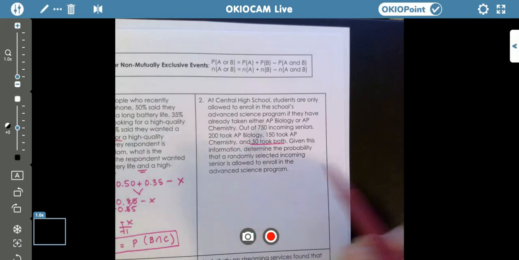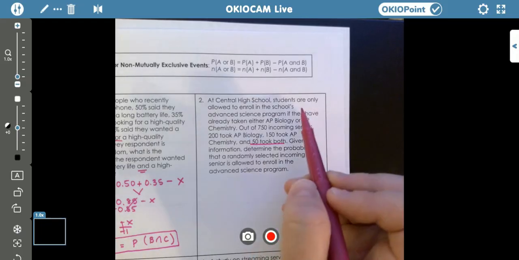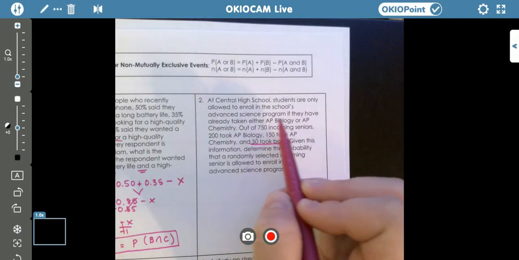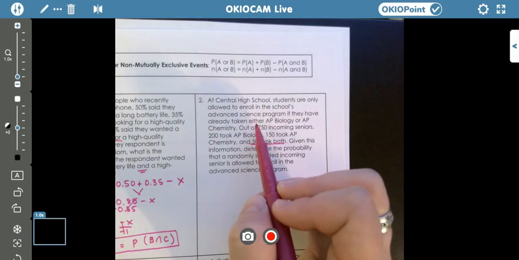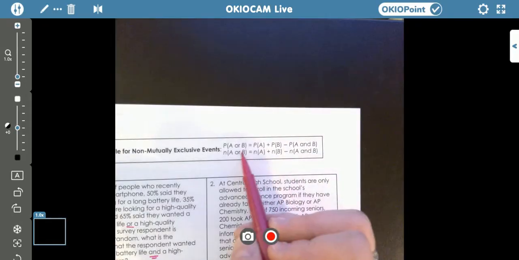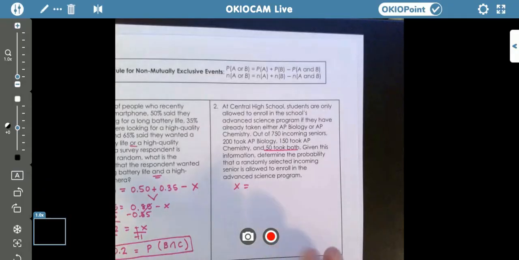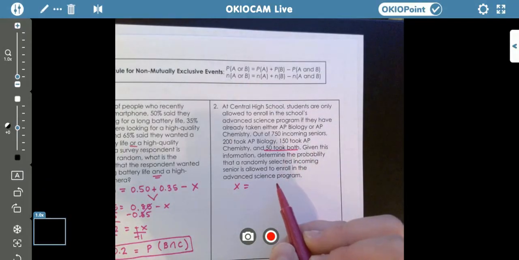program. All right, so we want to know if they can enroll in this program, and they said the stipulations are they have to have either AP Bio or AP Chemistry, so "or." So we're looking for the "or" this time. So that's going to be my x equals, and then I have one plus the other.